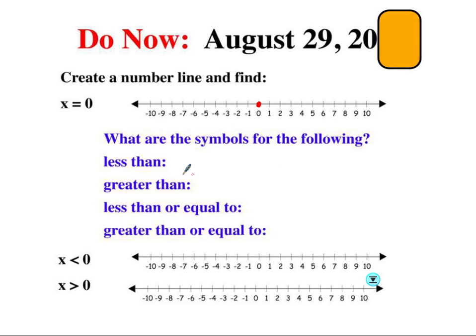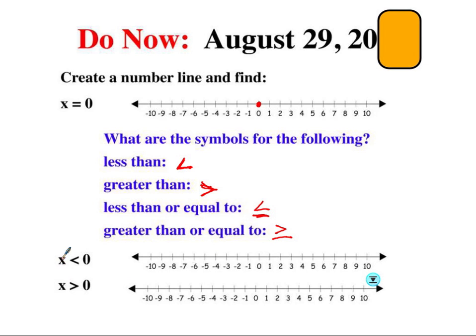Now, what are the symbols for the following? Less than. If you have trouble remembering, you can see that the less than looks like an L. So in order to remember what the symbol for less than looks like, just think of it as an L, and it's basically the symbol right here. Greater than is just basically the other way. Less than or equal to, well, you have that L shape, and then you have the line underneath, and greater than or equal to is basically facing the other side. Okay, so very important to remember these symbols.